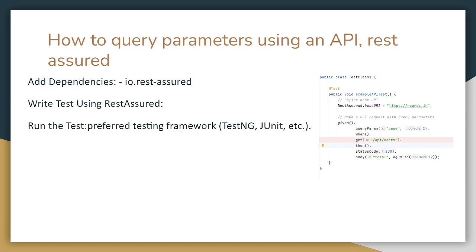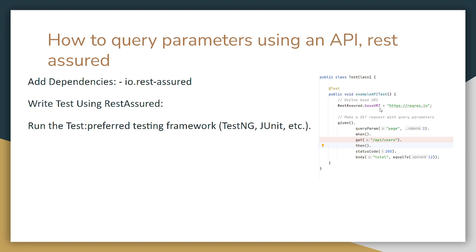So first thing is that you have to basically add your dependencies in Maven. So you ensure that you have added necessary dependencies in your pom.xml file. Next is you should be writing test using REST assured. Okay, so in REST assured, basically I've given the sample screenshot like how you should write.